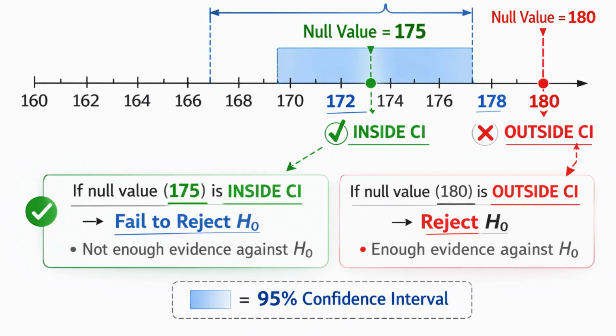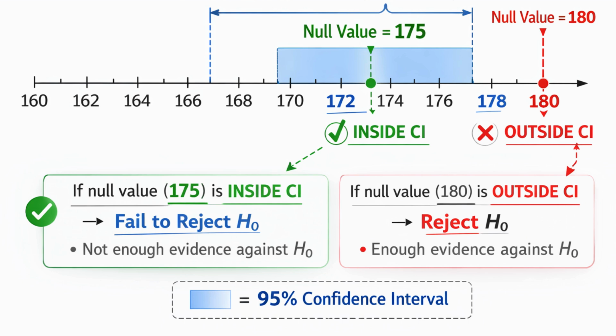Confidence intervals. Now let's talk about confidence intervals. If a p-value gives you a binary decision, a confidence interval gives you a range of plausible values for your population parameter. For example, if we are estimating average height, we might say we are 95% confident that the true average height is between 172 centimeters and 178 centimeters.